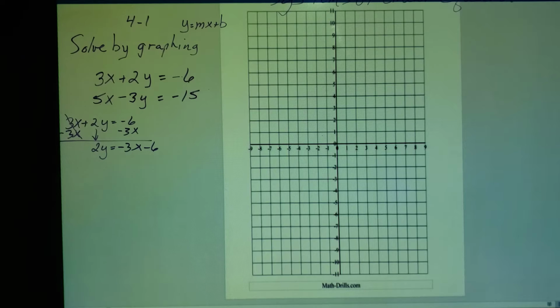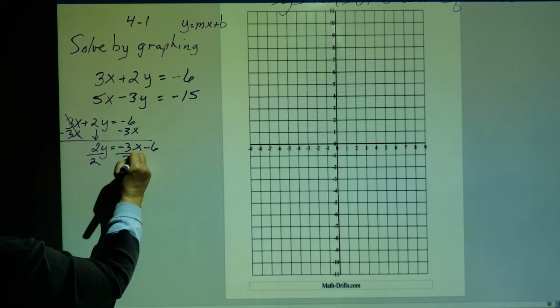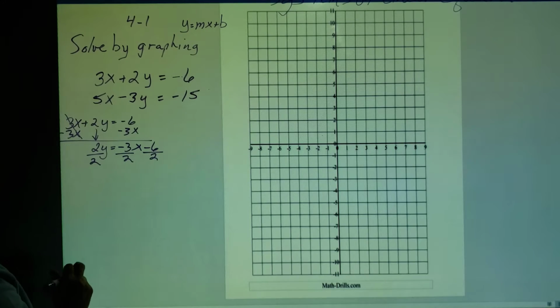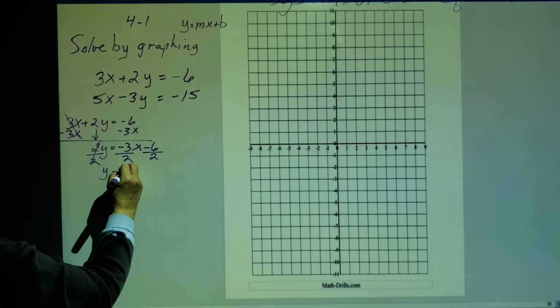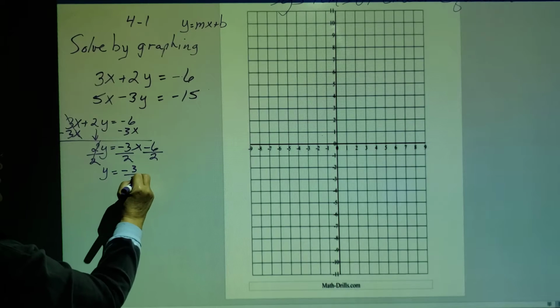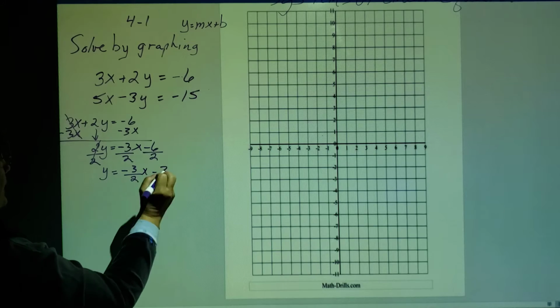The last step is to divide by 2. All terms get divided by 2. So we have y equals negative 3 over 2 x minus 2 into 6 is 3.